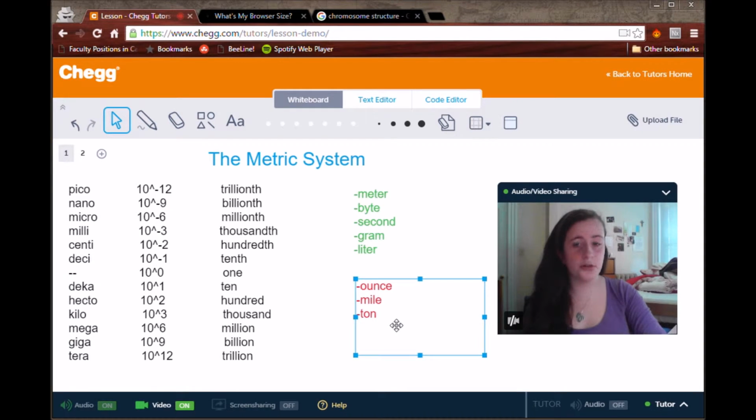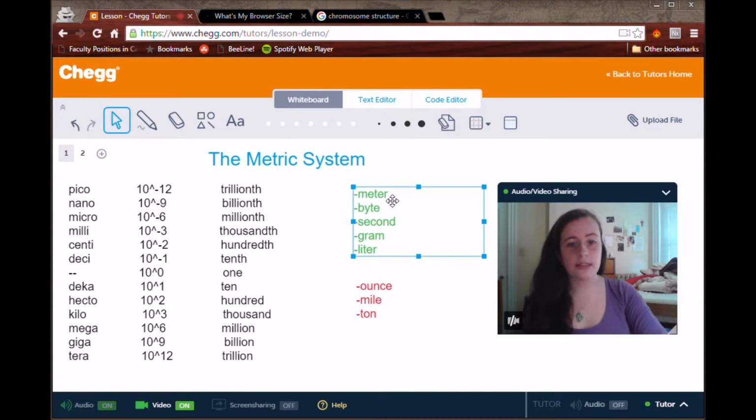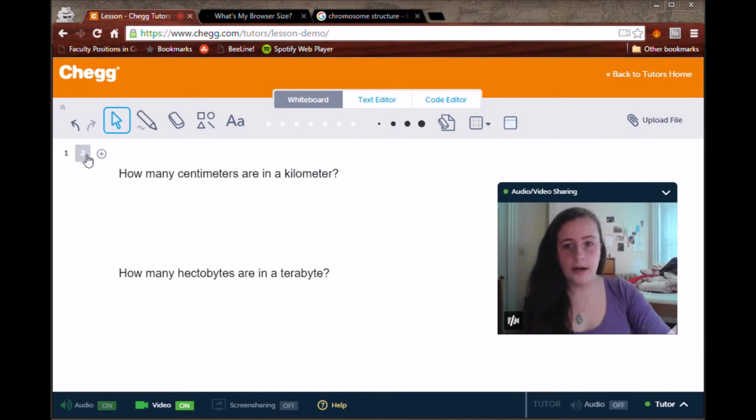As I mentioned before, it's really easy to convert between different units in the metric system, so long as the part that comes after the prefix, I guess the suffix, is the same. So meters to meters or seconds to seconds. You can't convert from grams to meters because that doesn't really make any sense. How heavy something is isn't the same as how long it is, unless you have something in between to convert between the two. But say, for example, let's use how many centimeters are in a kilometer.